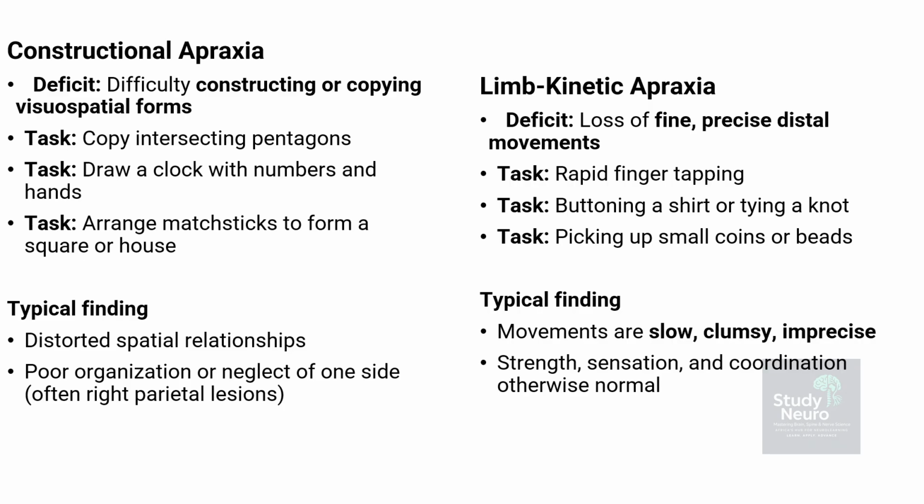Limb kinetic apraxia, in contrast, involves a loss of fine, precise movements of the distal limbs. Patients may struggle with tasks requiring dexterity, such as rapid finger tapping, buttoning a shirt, tying a knot, or picking up small coins or beads. The movements appear slow, clumsy, and imprecise, even though strength, sensation, and coordination are otherwise preserved.